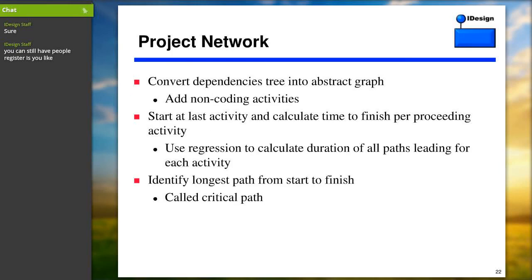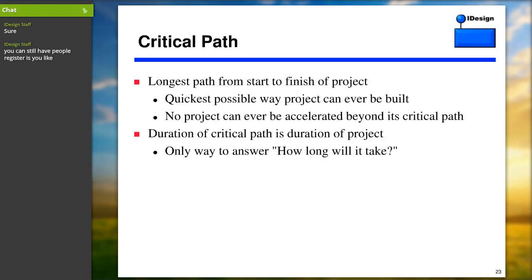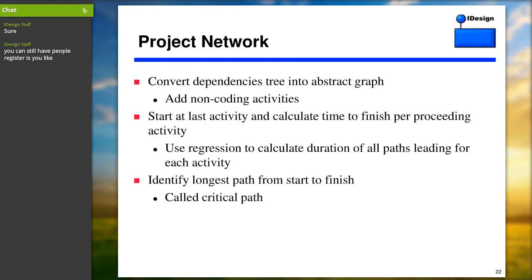Next, I recommend you convert the dependencies of the services into some kind of an abstract graph. The abstract graph is a good way of also accommodating the non-coding activities. There's no more looking at service dependencies and seeing a non-coding activity, but if it's an abstract graph, it's a lot easier. What you want to do is simply draw something. What you're trying to do is come up with the longest possible path in that network. The classic way of doing that is starting with the last activity and walking back, asking how long will it take to complete this network.